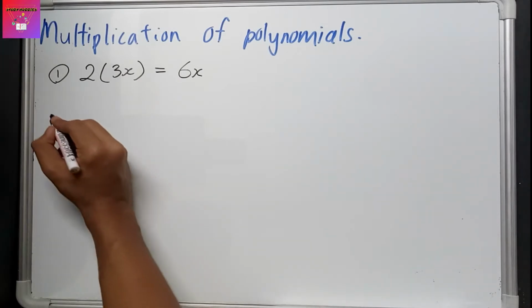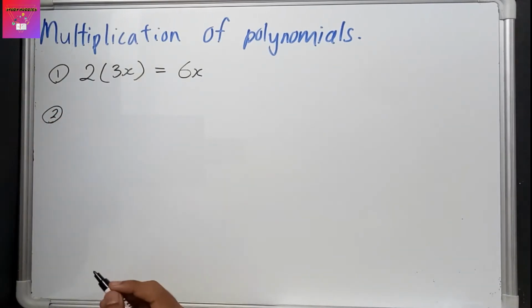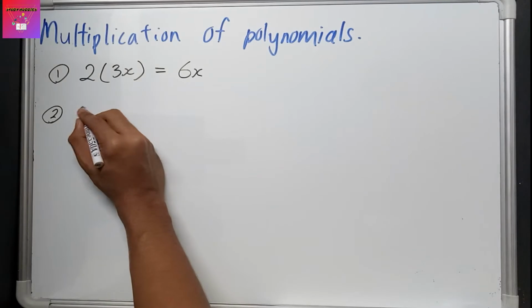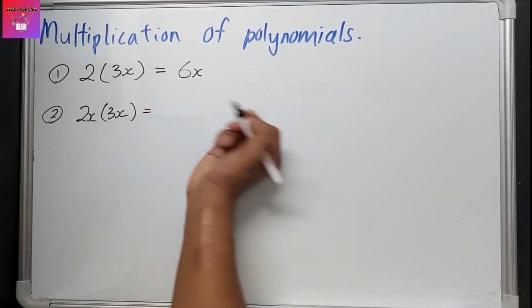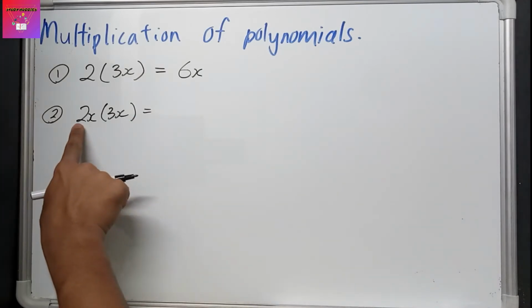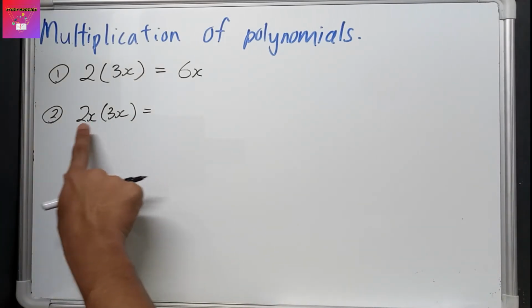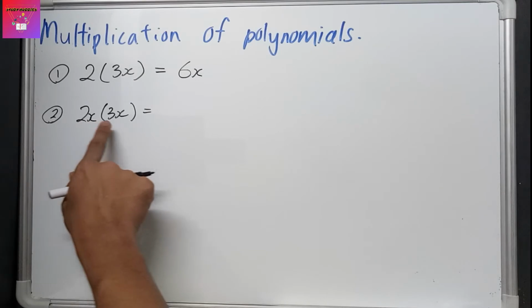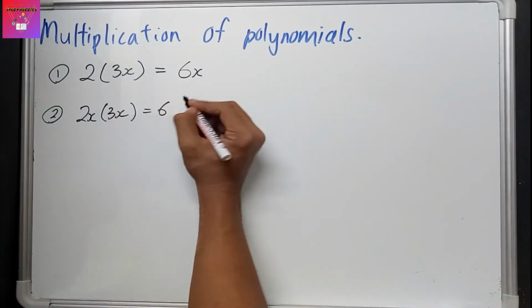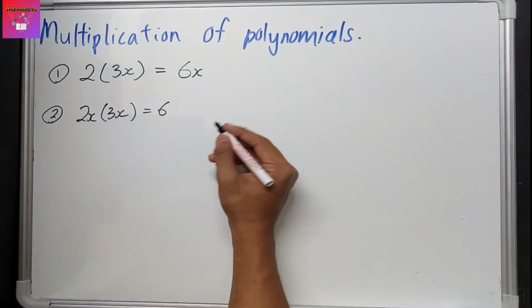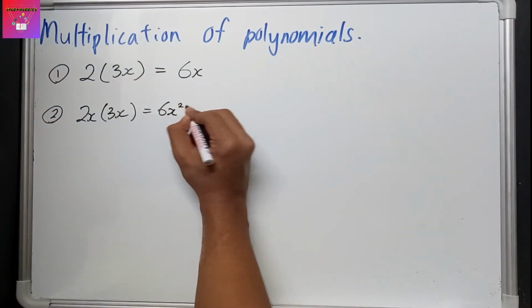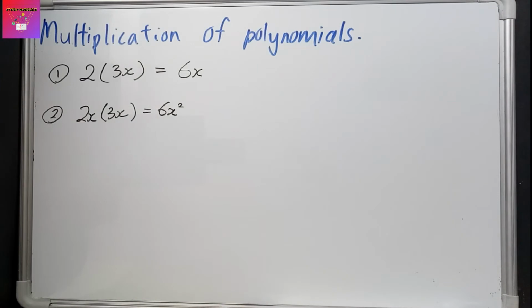Now let's move to our second example. Let's say we have a question of 2x times 3x. How do we solve this? First, we have to multiply the numbers. When multiplying the numbers 2 times 3, we get 6, and multiplying x times x, we get x squared. So therefore the answer for this is going to be 6x squared. I know this is kind of basic, but I'm just going from the beginning itself.